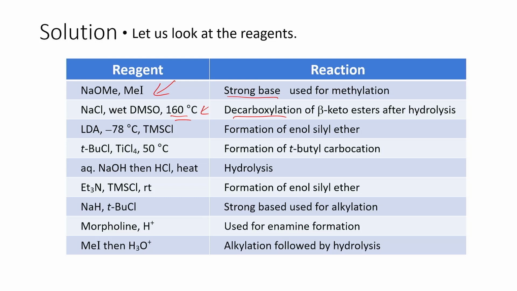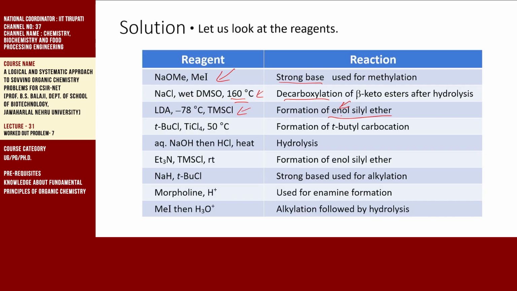And LDA at minus 78 and TMSCl is generally used for the protection of the carbonyl group as the TMS ether, that is silyl enol ether is formed. So for that purpose, we need the LDA TMS conditions. If LDA is not used, we can also use other milder bases that will only protect the hydroxyl group as a TMS ether. But when we use LDA, then we will end up with the enol silyl ether rather than a simple silyl ether. So this is a little bit tricky thing you have to remember, otherwise you will miss out in choosing the right reagent for this particular reaction.